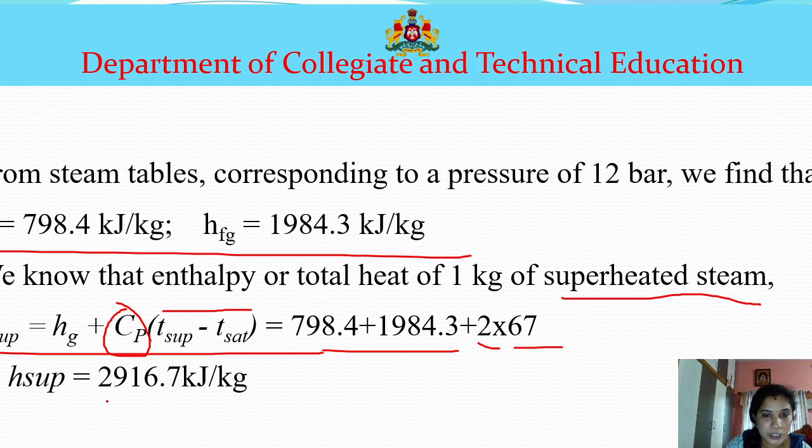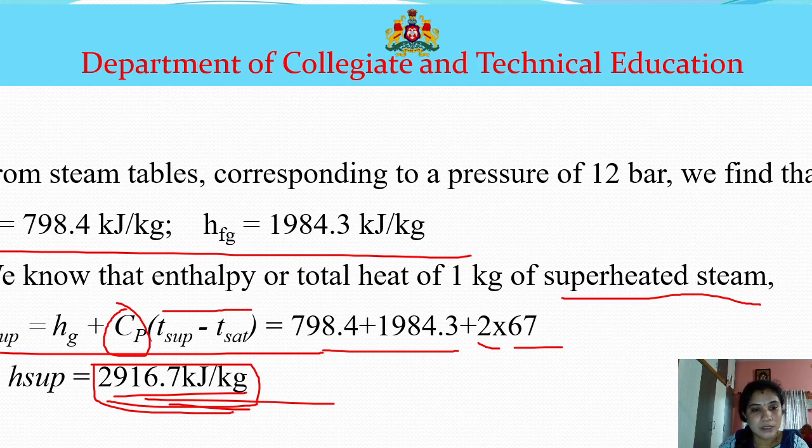If I substitute all the values, this is the enthalpy of the initial condition. So this is what we found out: the enthalpy for the initial condition of the engine.